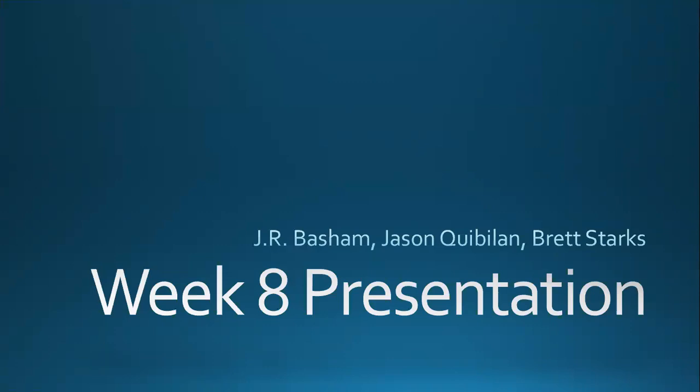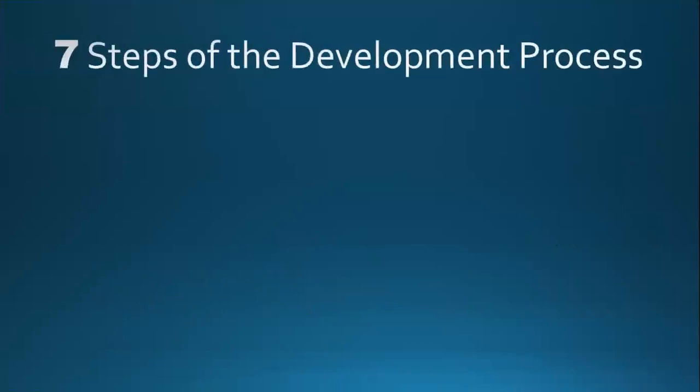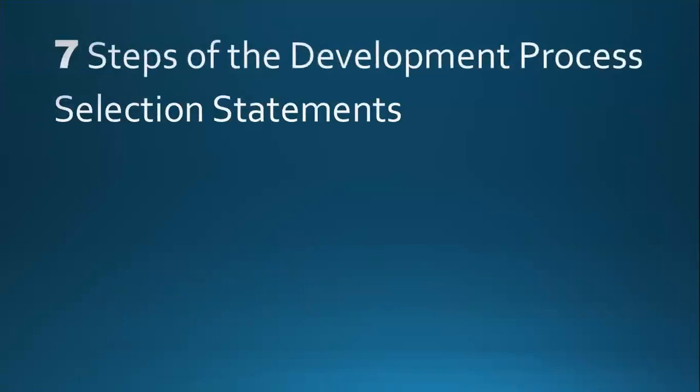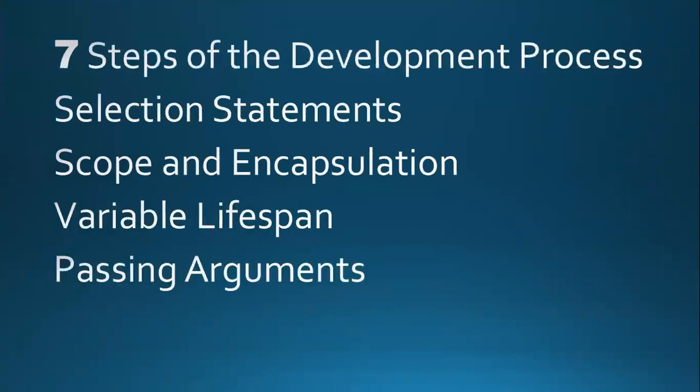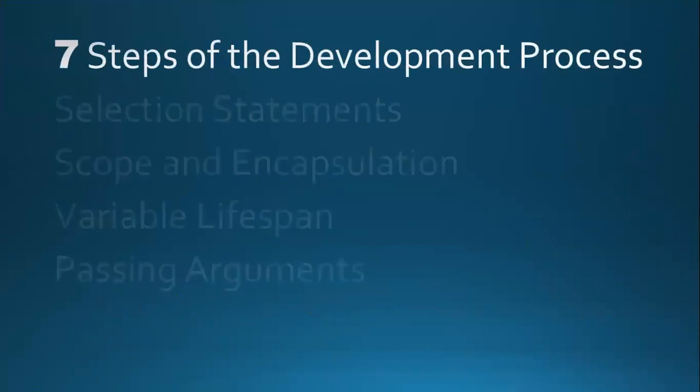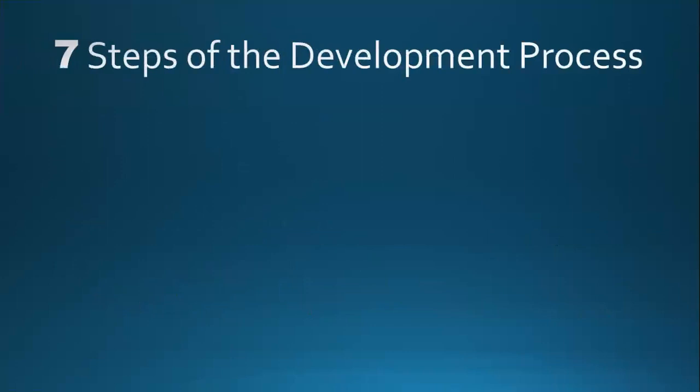This presentation is a basic summary of what we have covered over the past several weeks in class. We'll begin going over the following: 7 steps to the development process, selection statements, scope and encapsulation, variable lifespan, and passing arguments. Let's start with our development process.